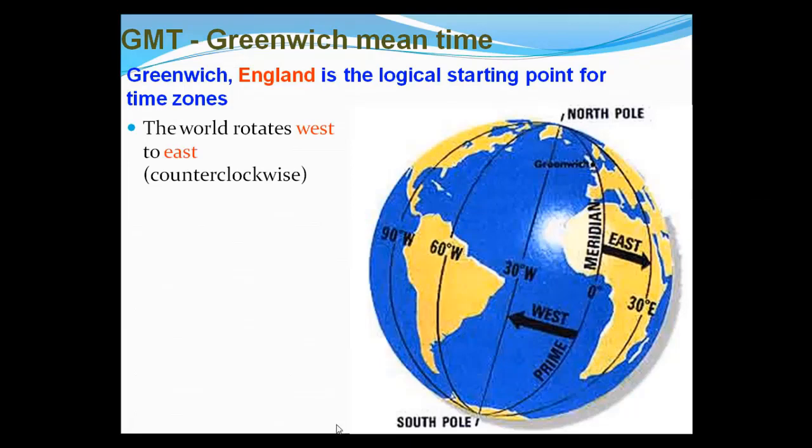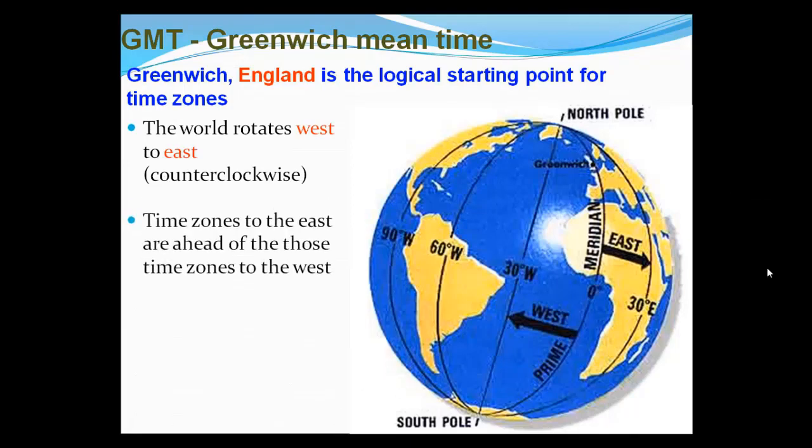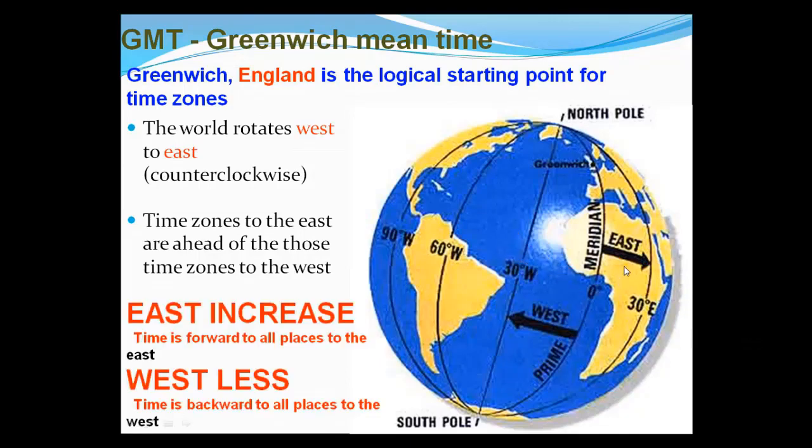The world rotates from west to east direction, counterclockwise, and the time zone to the east of prime meridian is always ahead of the time zone in the western hemisphere. East increases, the time is forward for all the places toward the eastern hemisphere, and west is less and time is backward for all the places towards the west.